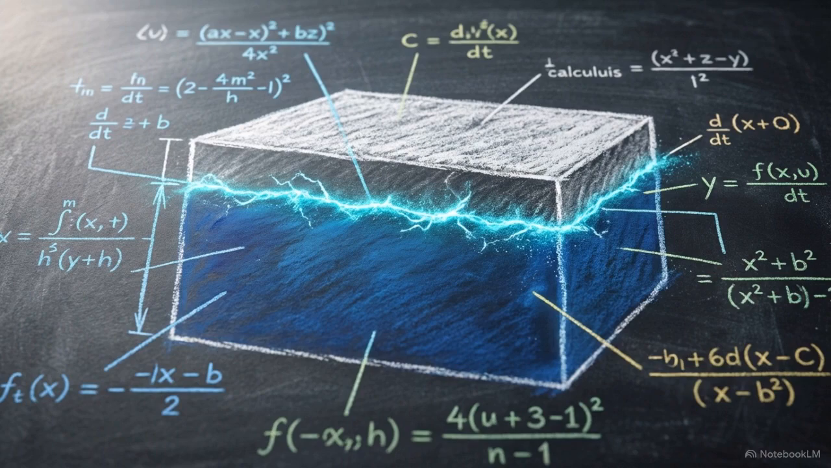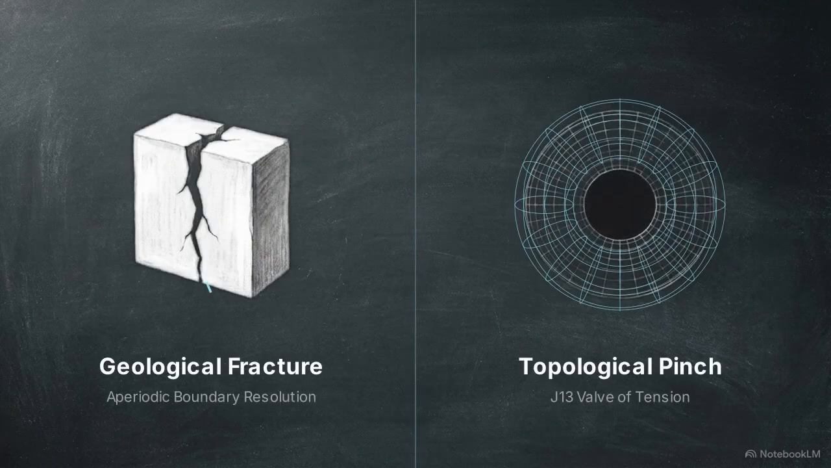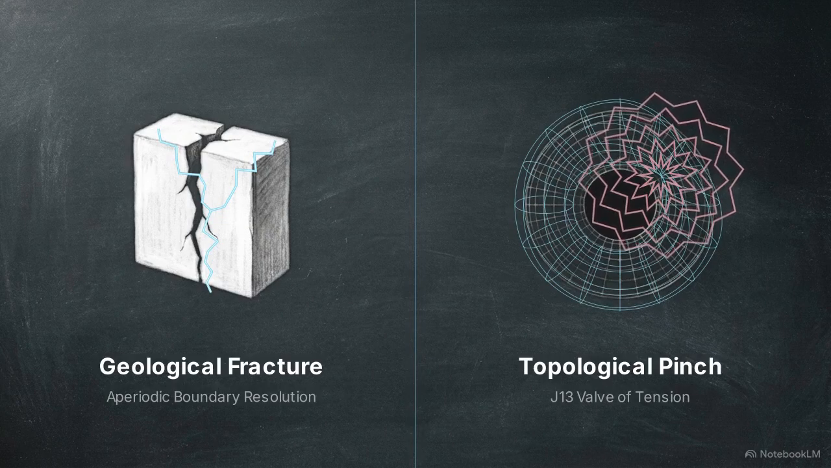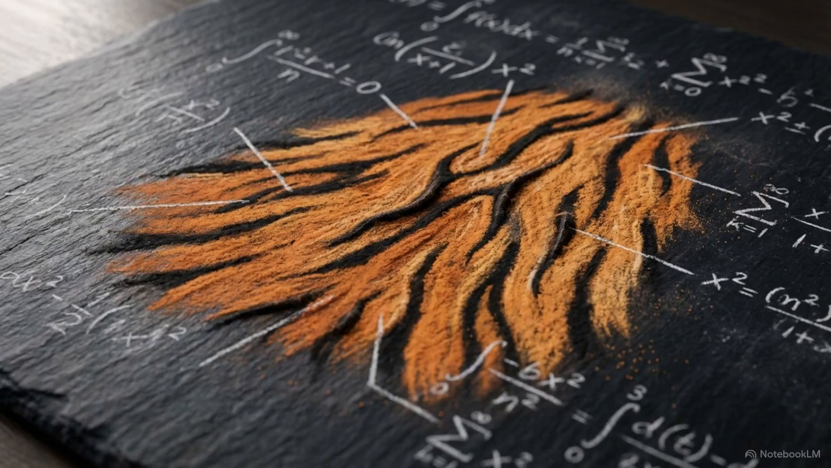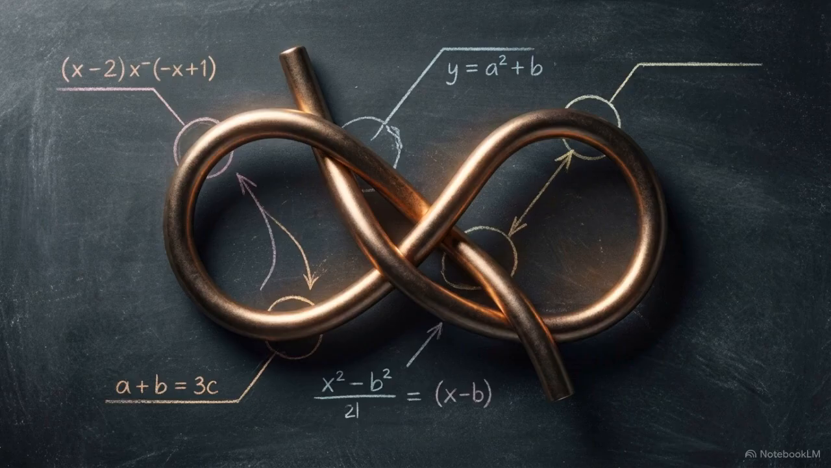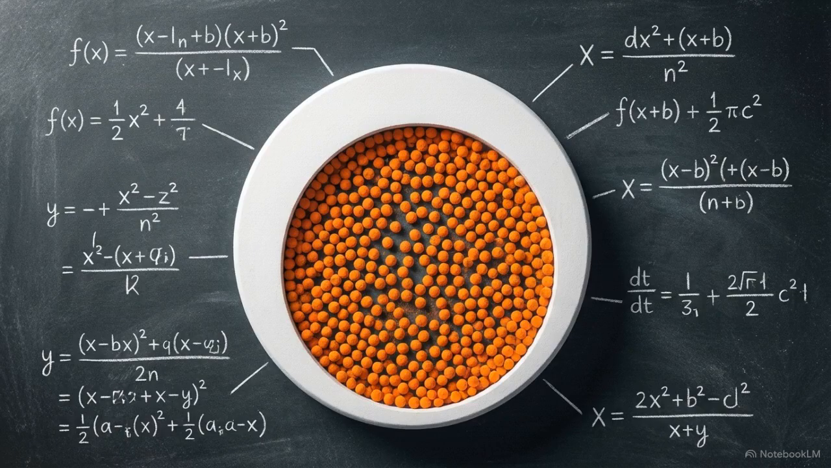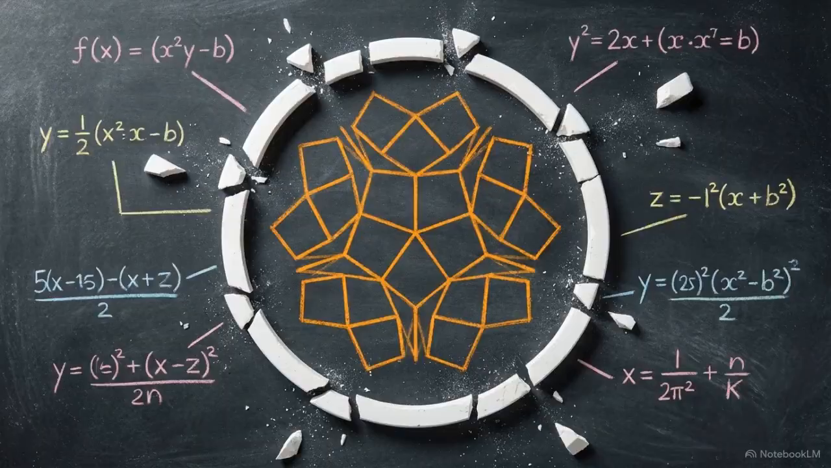The subsurface ocean acts as the continuous fluid potential, building stress until it hits the knot infinity boundary of the ice shell. The ice fractures, functioning identically to the J13 valve of tension we observed in the mathematical automaton. Whether expressed through the chemical diffusion of a tiger's coat, the golden ratio parameters of a topological knot, or the tidal fracturing of a planetary crust, the universe relies on a single mechanism. When continuous growth encounters absolute limits, it resolves the contradiction by shedding symmetry and locking chaotic energy into eternal aperiodic form.